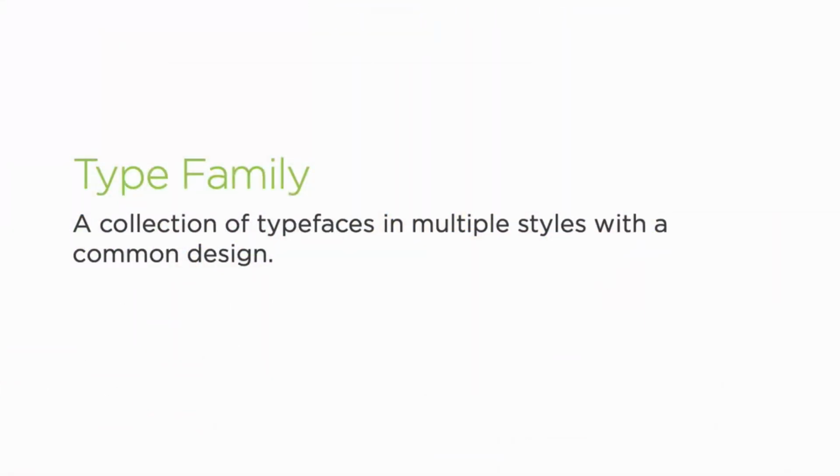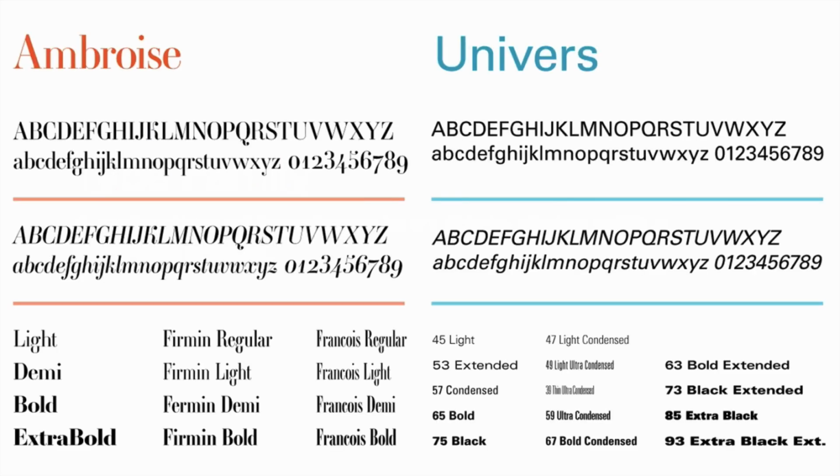A type family comprises typefaces with a common design, but multiple styles. Here are two type families, Ambroise and Universe. Also included in the families but not shown are italic and oblique versions of some of the weights. We'll talk specifically about weights and italic versus oblique in other clips in this module.